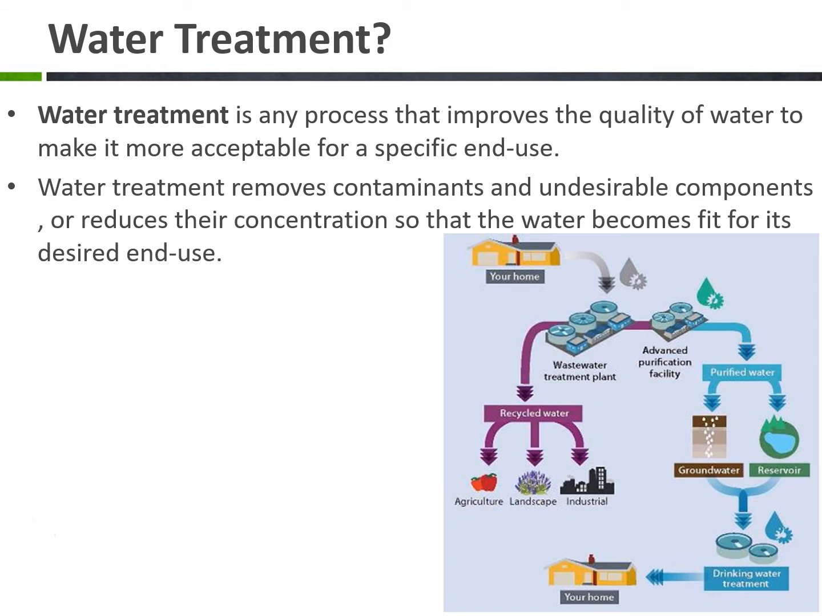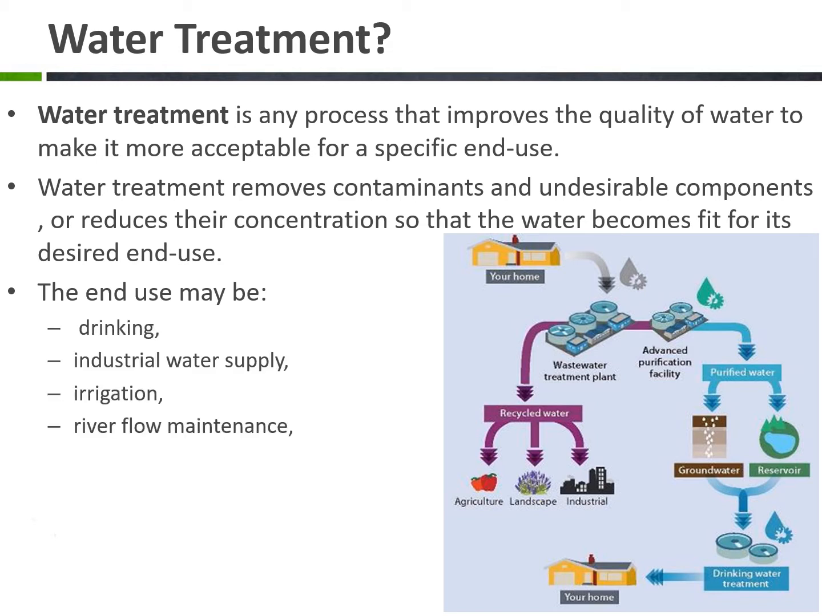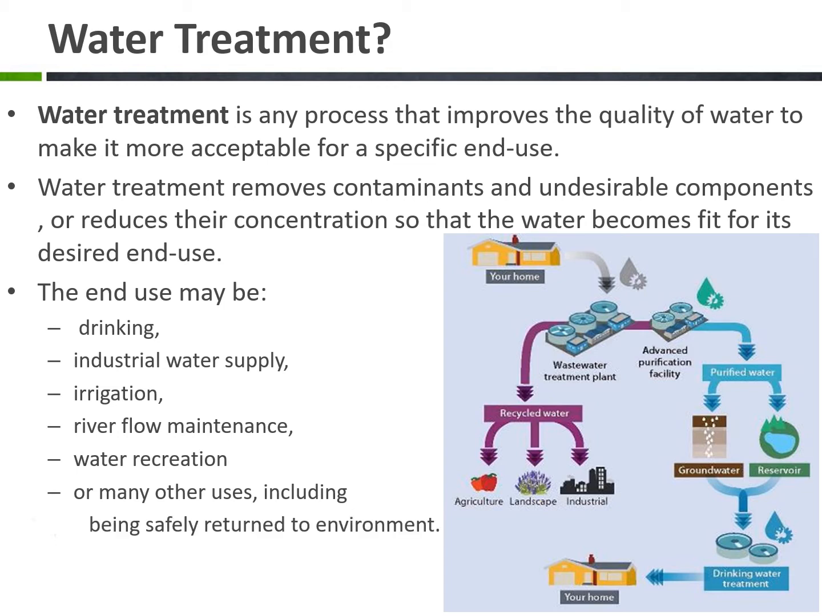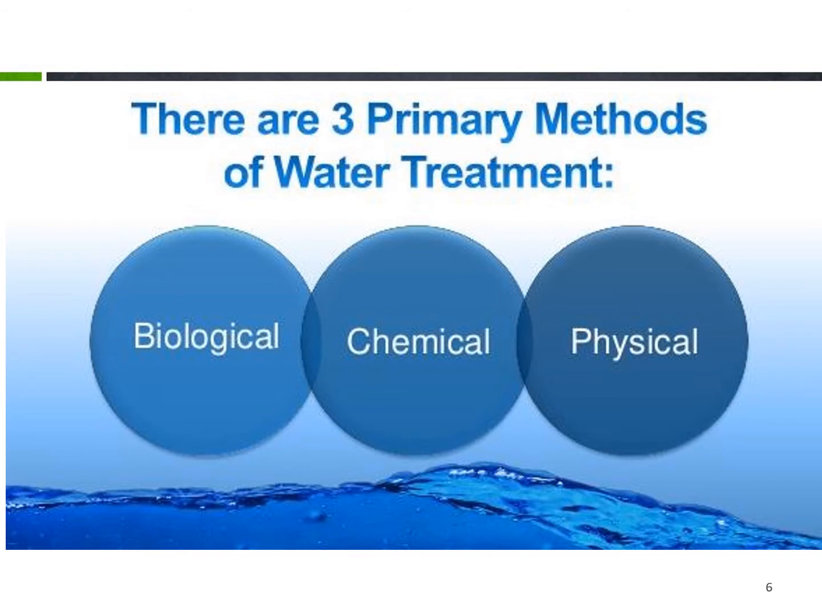Water treatment removes contaminants and undesirable components or reduces their concentration so that the water becomes fit for its desired end usage. And what can be end usage? Drink, industrial water supply, irrigation, river flow maintenance, water recreation, or many other uses, including being safely returned to the environment. There are three primary methods of water treatment. I'm sure you already have a good vision about these treatment methods: biological, chemical, physical.